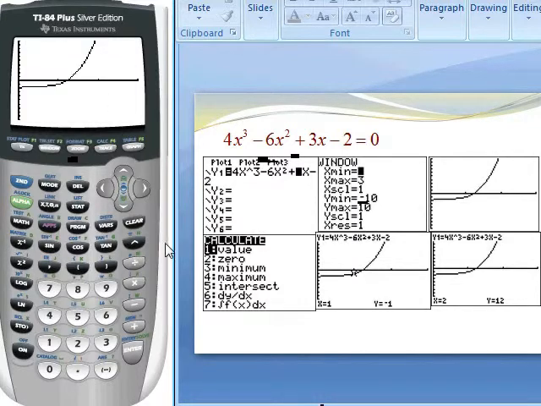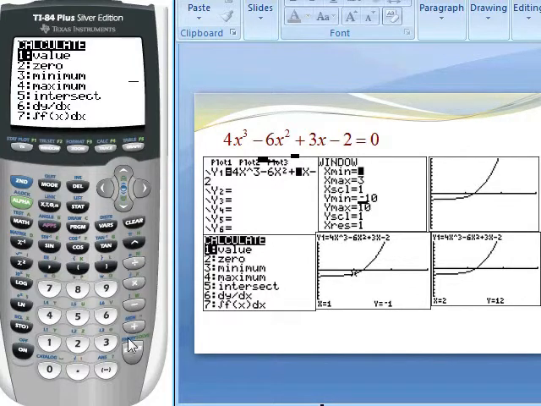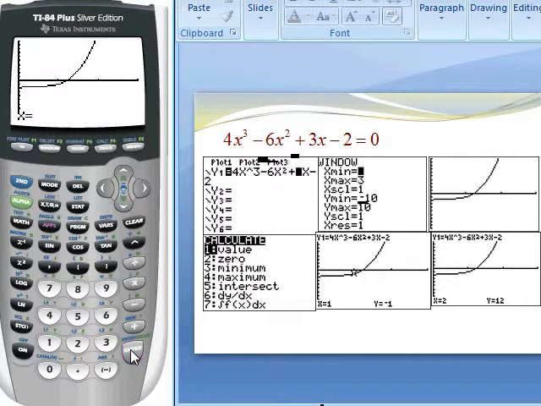Here it is. So let's get the values. You get the values using this calculate button. Push calculate value, and put 1. Do you see that? And push enter. And here we go. I get a negative 1.